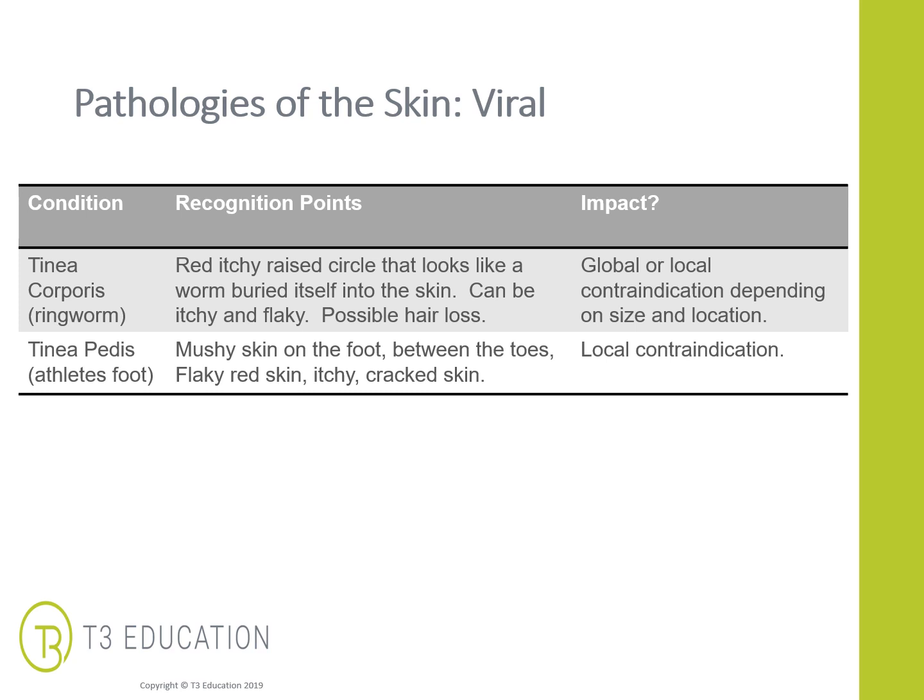Let's talk about some viral conditions. The first one, ringworm, Tinea corporis. This can be a red, itchy, raised circle that looks like a worm buried itself into the skin. It can also be itchy, flaky, painful, and possible hair loss around the area.